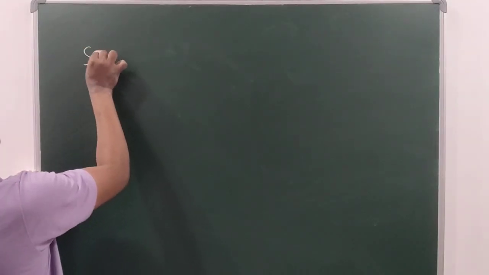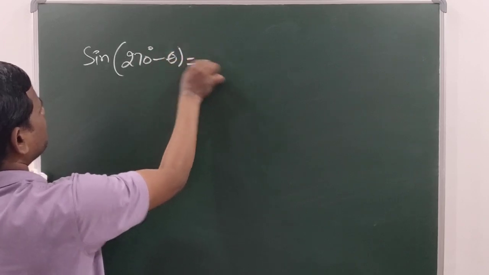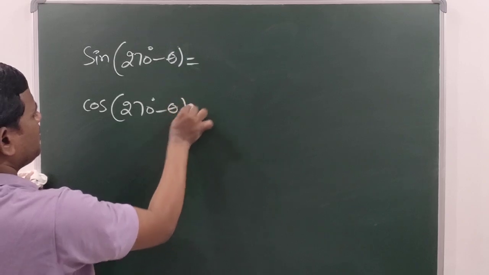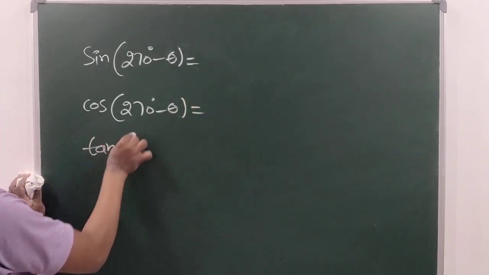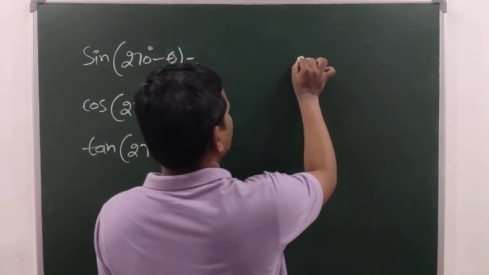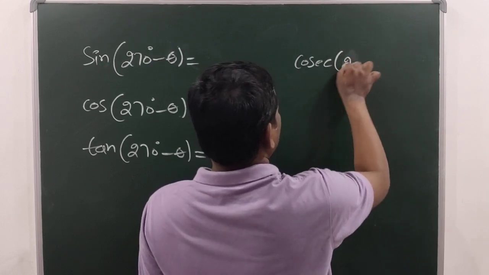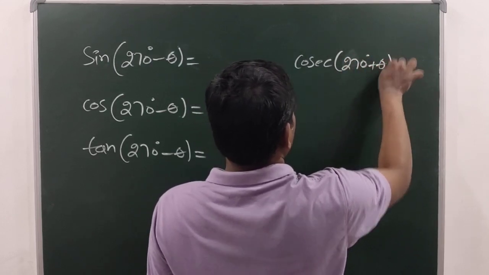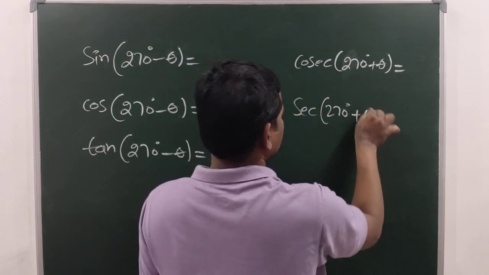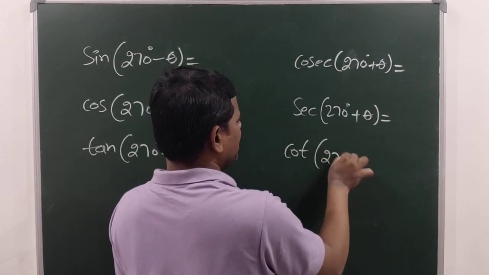So sine of 270 degrees minus theta, cos of 270 degrees minus theta, tan of 270 degrees minus theta, cosec of 270 degrees plus theta, secant of 270 degrees plus theta, cot of 270 degrees plus theta.